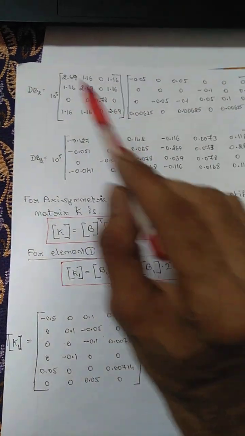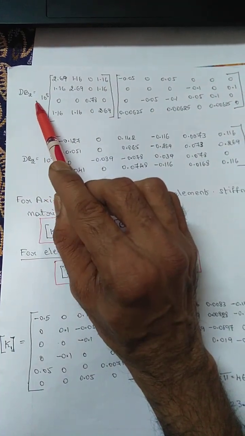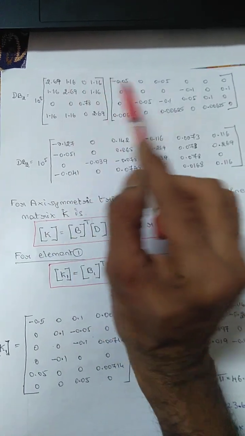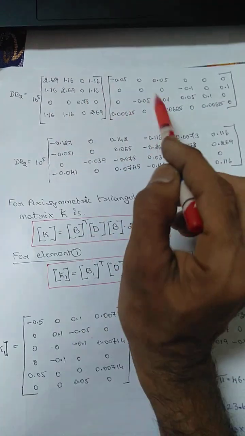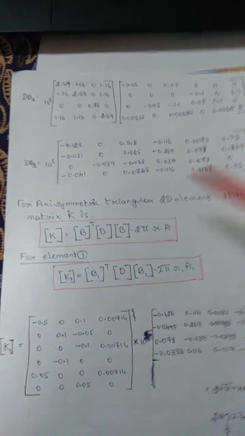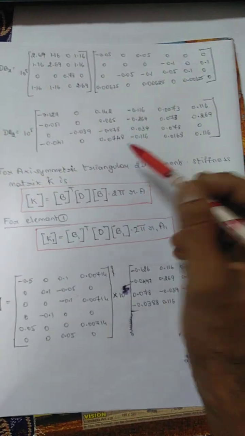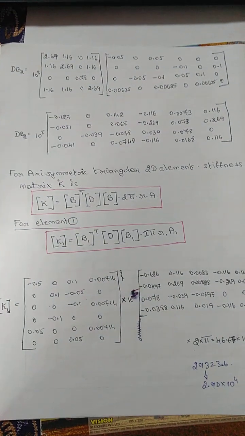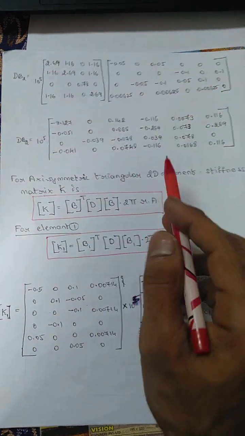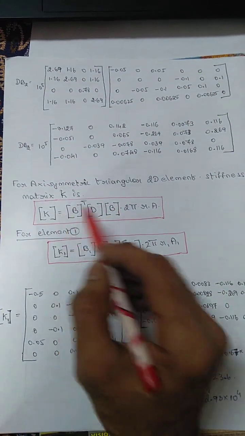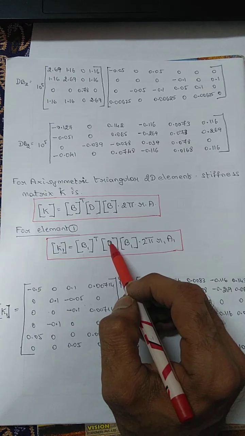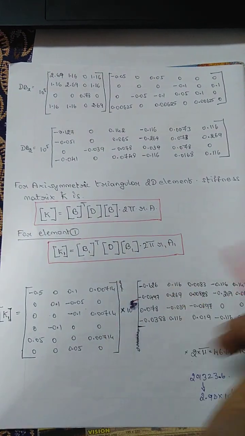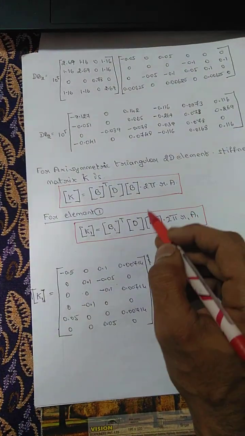Similar to B1, you have to calculate DB2. This is the D value, this is the B2 value. Multiply this similar to the DB1 method. So you'll get this table. Now we have the D value and the B value, so the DB multiplication is done.